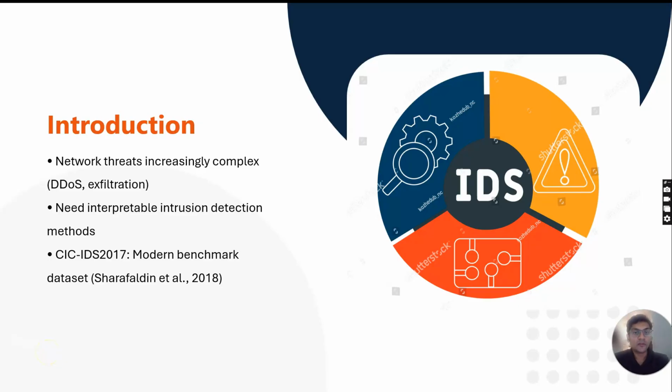Modern enterprise networks face an expanding range of threats, including high-volume DDoS attacks and stealthy data exfiltration, often hidden within encrypted traffic. In these environments, security analysts need detection approaches that are not only accurate but also transparent enough to support alert triage and rule tuning in the Security Operations Center.